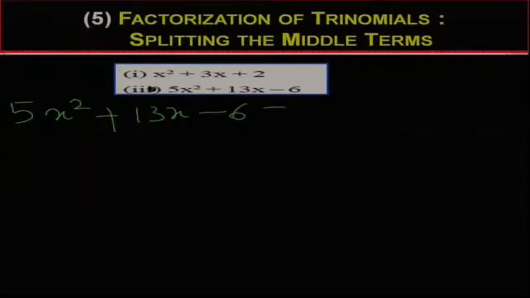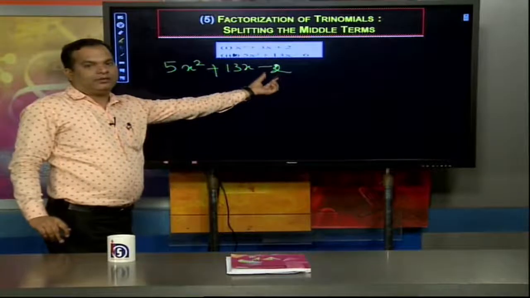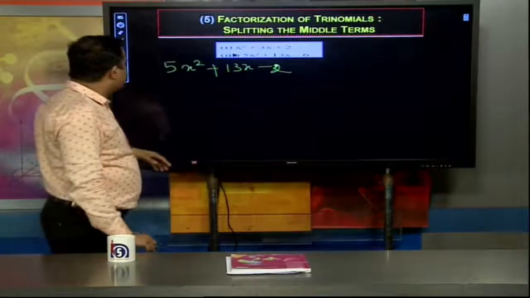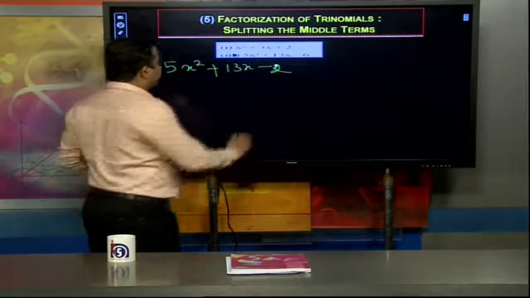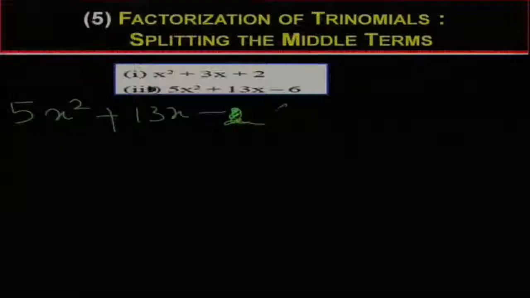That means simply I can say 5x square plus 13x, and here x square का जो co-factor है 5 है, middle term is 13x, and c, you can say, or last term, that is minus 6. What will you do here? I can say 5x square plus 13x minus 6, dear learner, not minus 2, minus 6. Now I can write 5x square plus 13x.